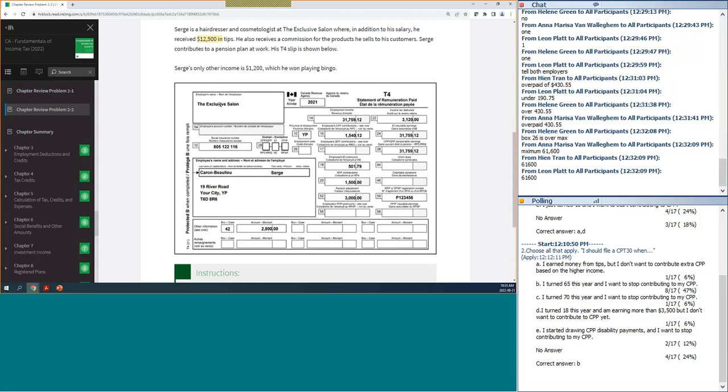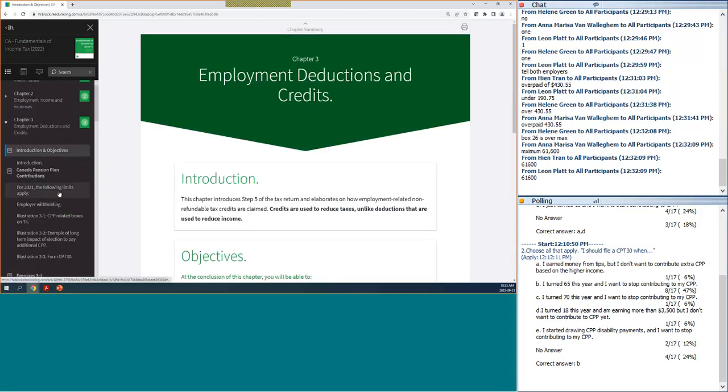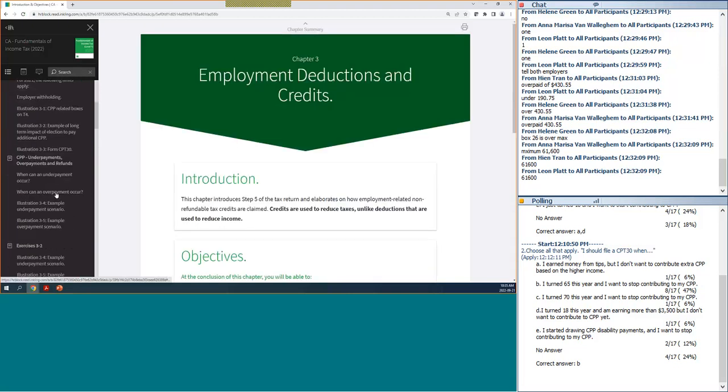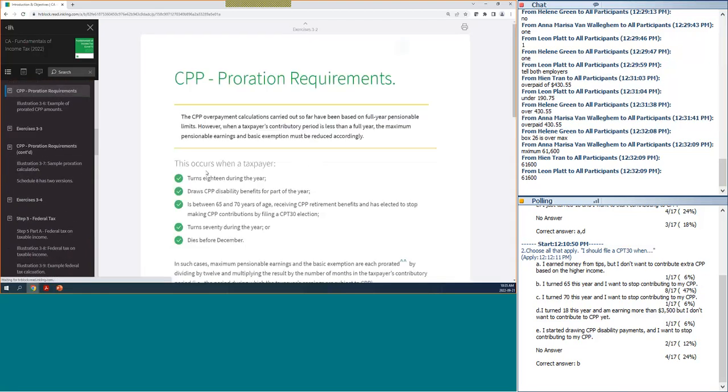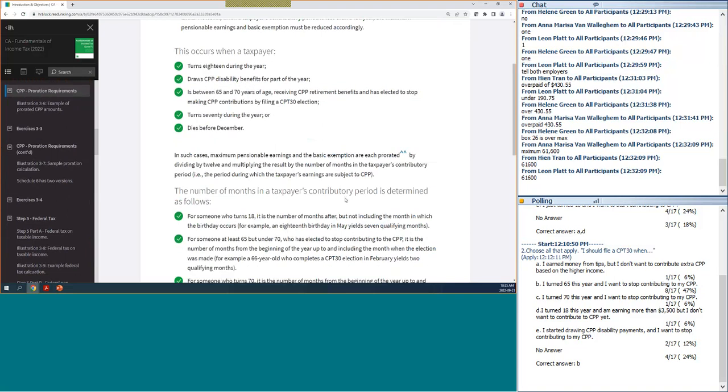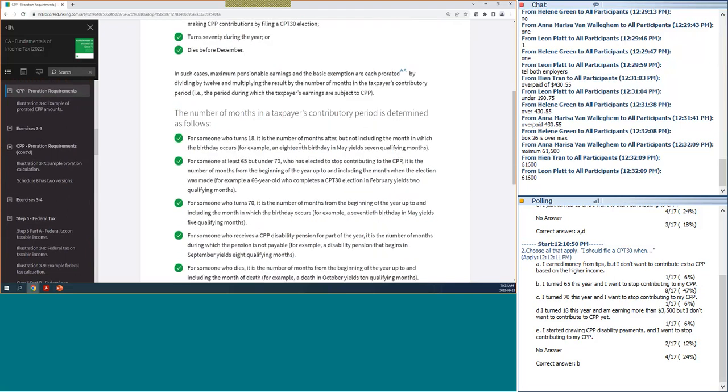Go to the book. So if I go into chapter 3 of my book and I look for CPP and I look for proration, okay, I want to find out which month. And there's a really, really nice, handy, useful list. So for someone who turns 18, you prorate starting the month after their birthday. And then you count how many months are left in the year, and that's what you use in your chart.